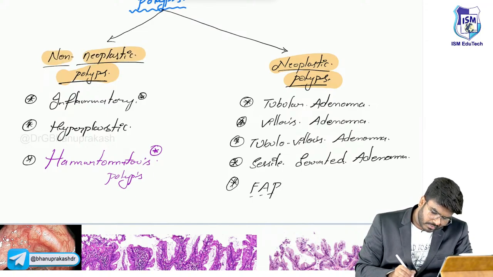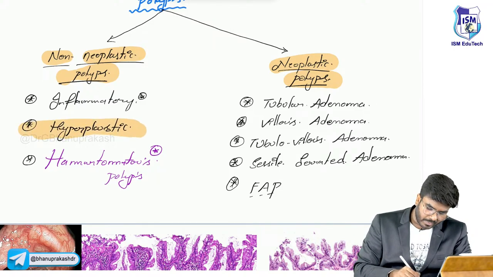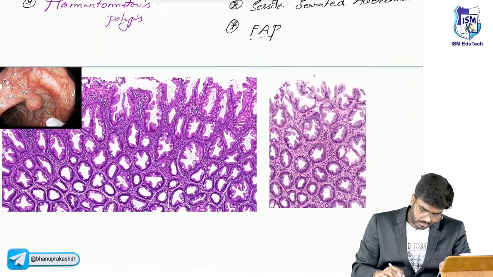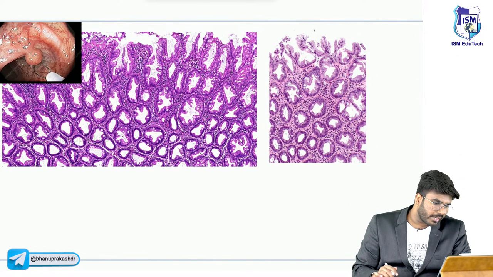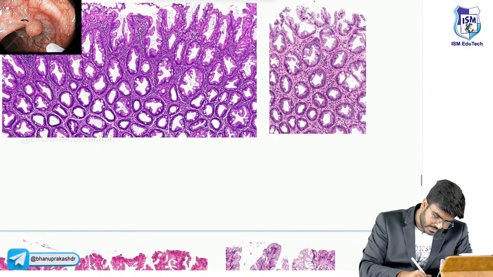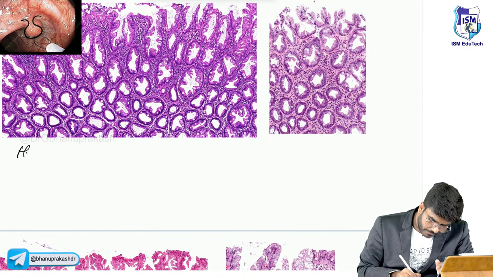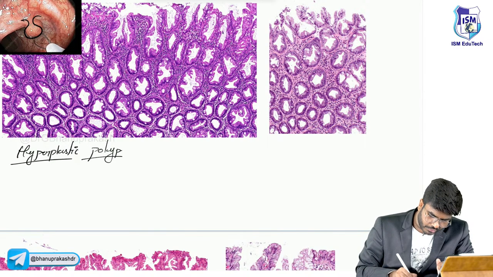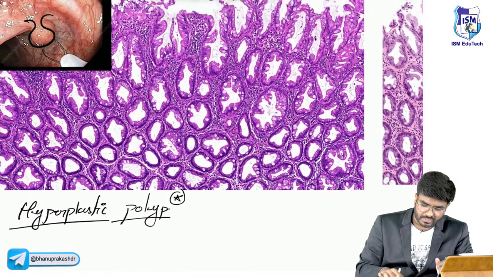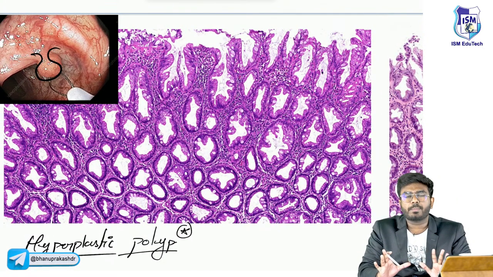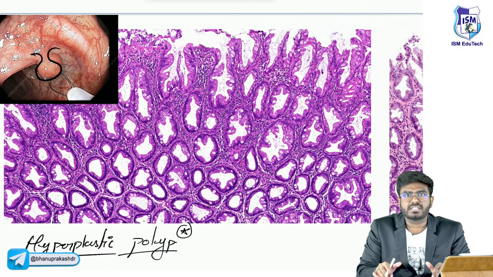Let's first begin with the hyperplastic polyp, because of the hyperplasia. Look here, the one which I am showing you right now. This is an example of a hyperplastic polyp. You can see the polyps. They will ask you to identify the image. They will give you this biopsy and ask you to identify it. It was taken from a polyp. They will say the patient is having per rectal bleeding.